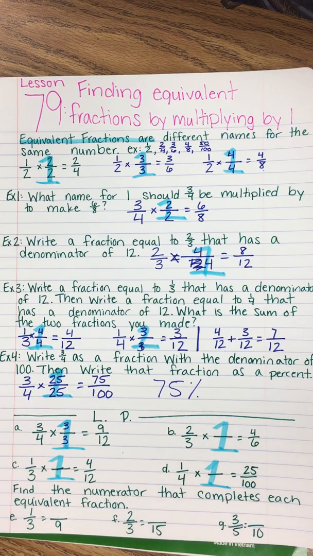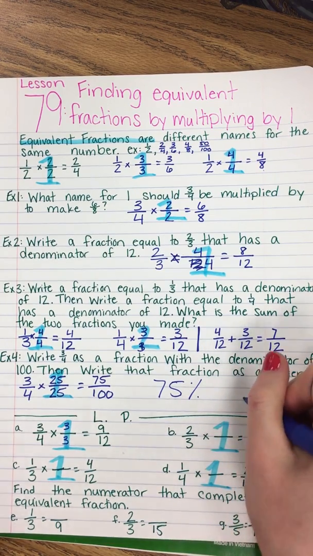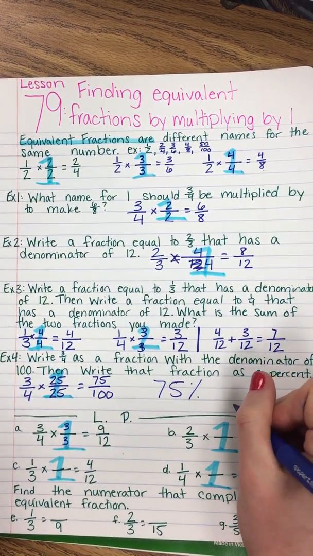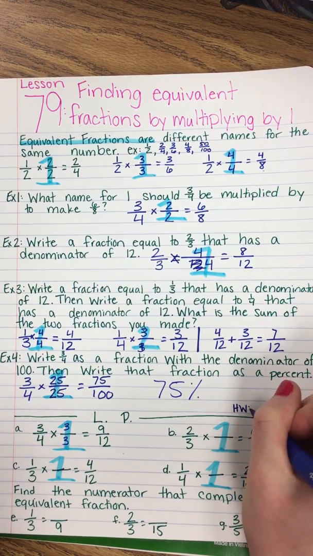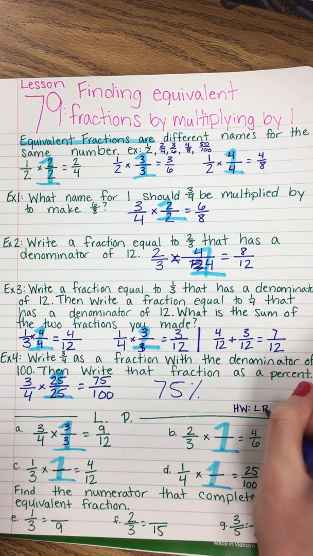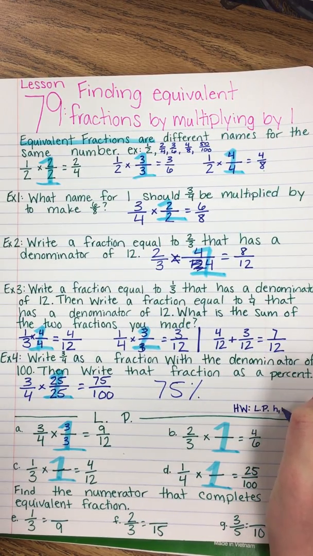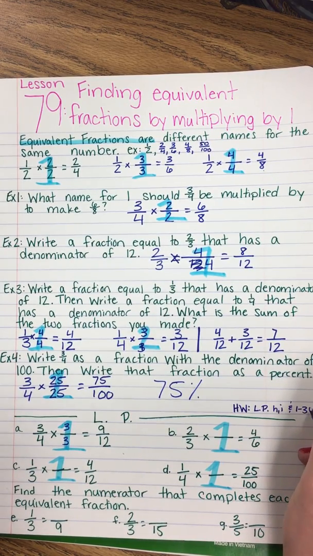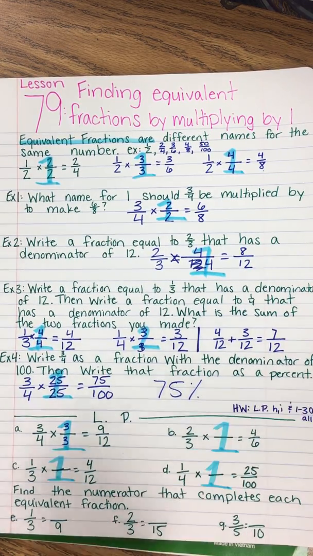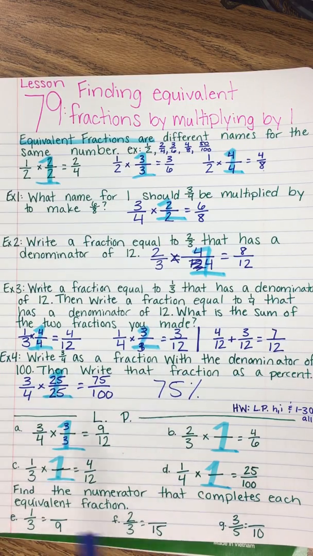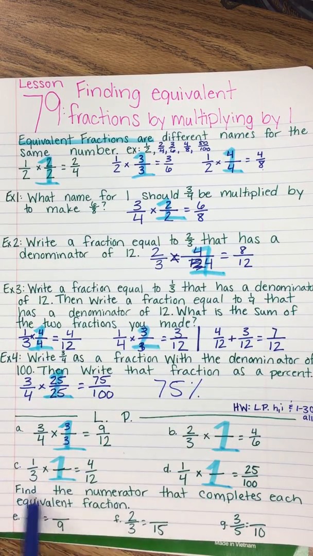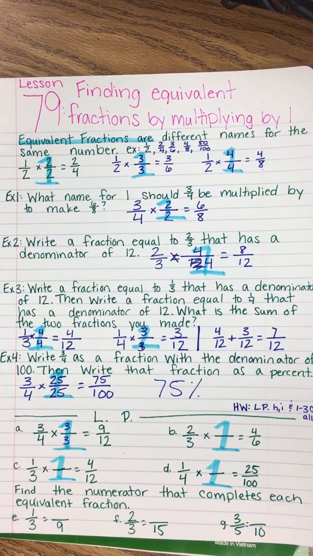So what you need to do for homework tonight is lesson practice H and I. So you can write this right here over this lesson practice line. Homework equals lesson practice H and I and 1 through 30 all. All right, and tomorrow when I check your math notebooks, I'm going to be checking these lesson practice problems to make sure that you got it right. So make sure you do them in your notes.